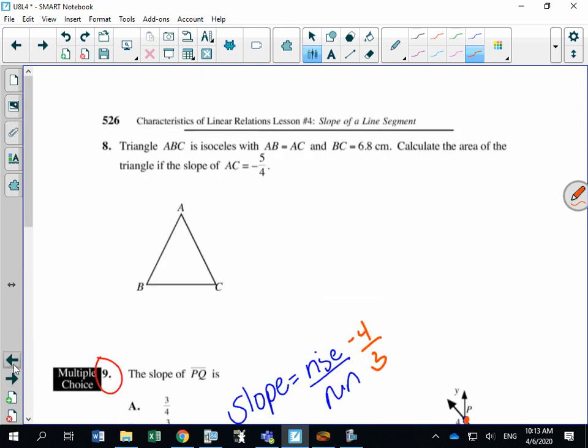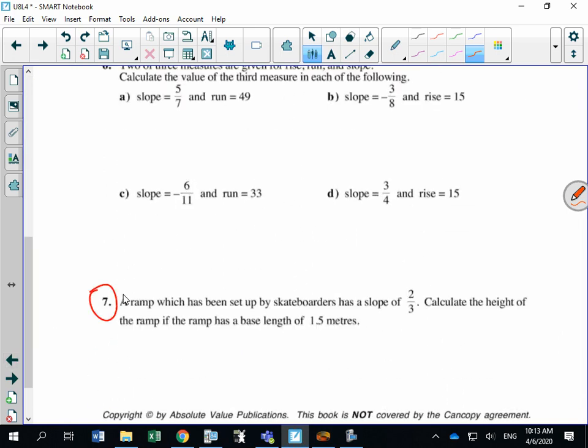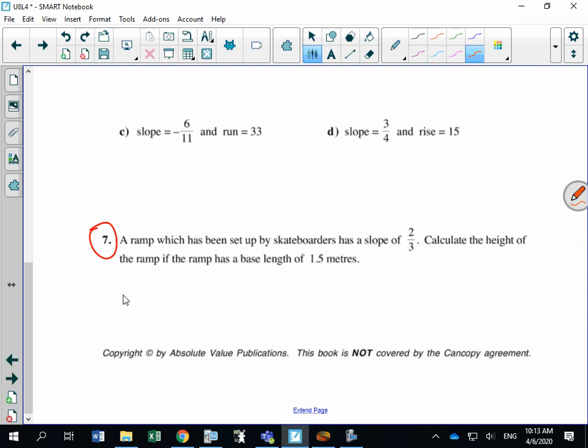And then the last question, I believe was 7. A ramp which has been set up by skateboarders has a slope of this. Okay, so this is a positive slope. So the slope of this is 2/3. Right? That's the equation for my slope. And what it says is the ramp has a base length of 1.5 meters.